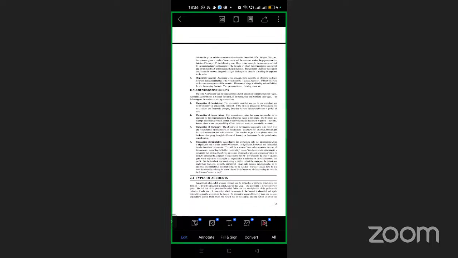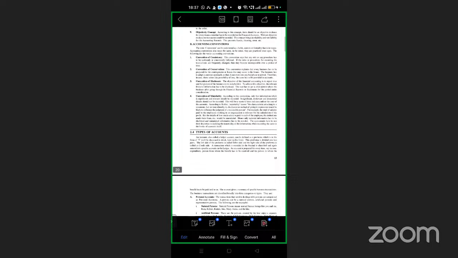Next comes the objectivity concept. There should be some objective evidence for every transaction, meaning they should have some proof. This is all about the concepts. On the basis of these only, we write and prepare the accounts. Next, we have conventions. So we have concepts and conventions together, which we call accounting principles.